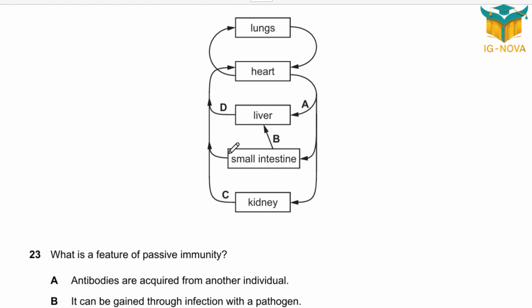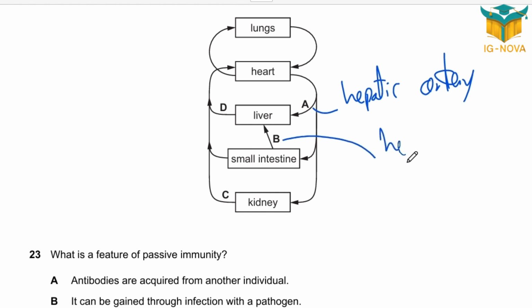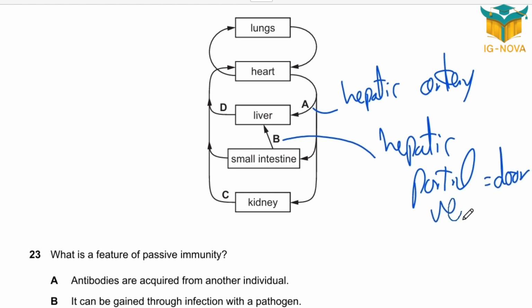Name first. I prefer, whenever you have a diagram like this, to label first. What is A? A is hepatic artery. Don't forget, liver means hepatic. From small intestine to the liver, it's not hepatic but portal. Portal means door. And vein. D is hepatic vein only. What about C?